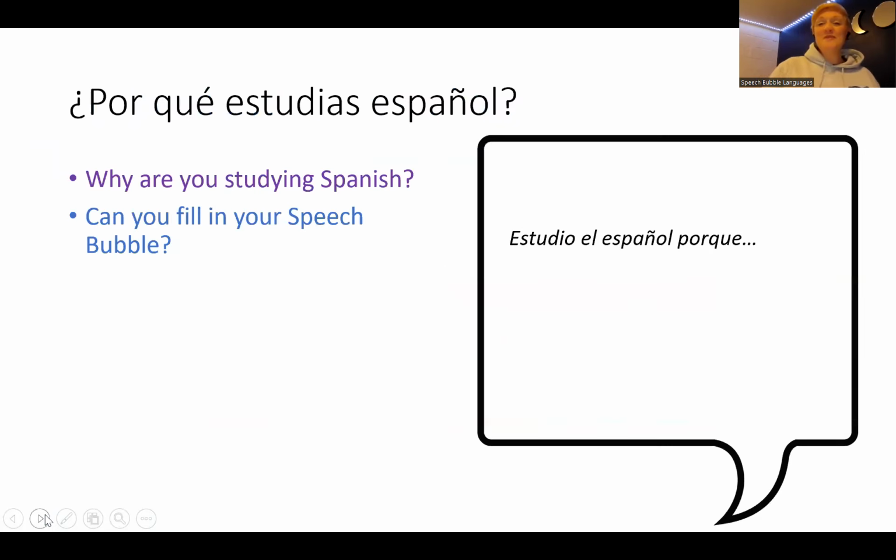Our second speech bubble and final one then of the lesson. ¿Por qué estudias español? Why are you studying Spanish? Yo estudio español porque me fascina, me desafía y quiero vivir en España. Es mi sueño hablar con fluidez. ¿Y tú? ¿Por qué estudias español?